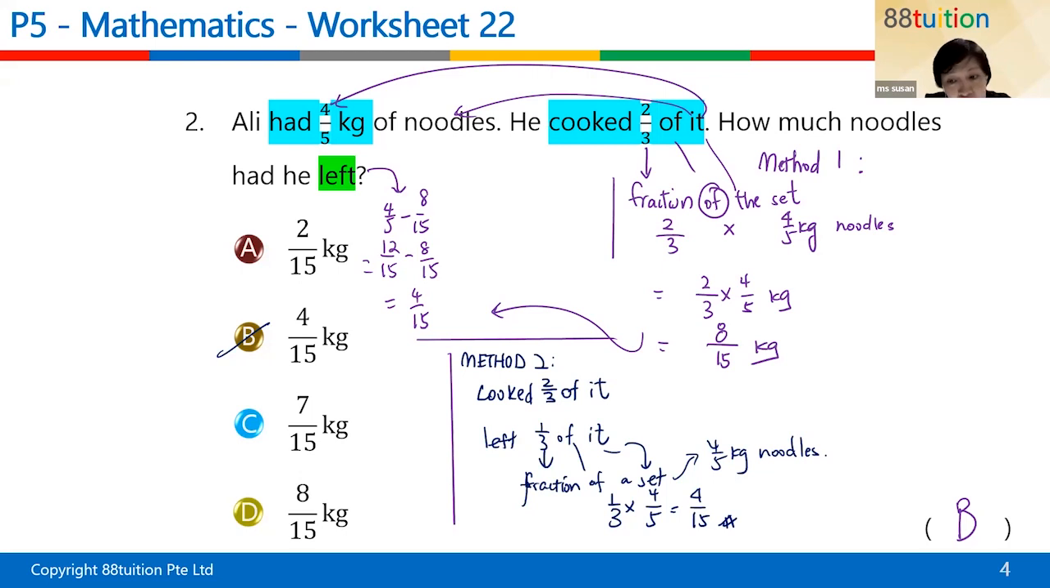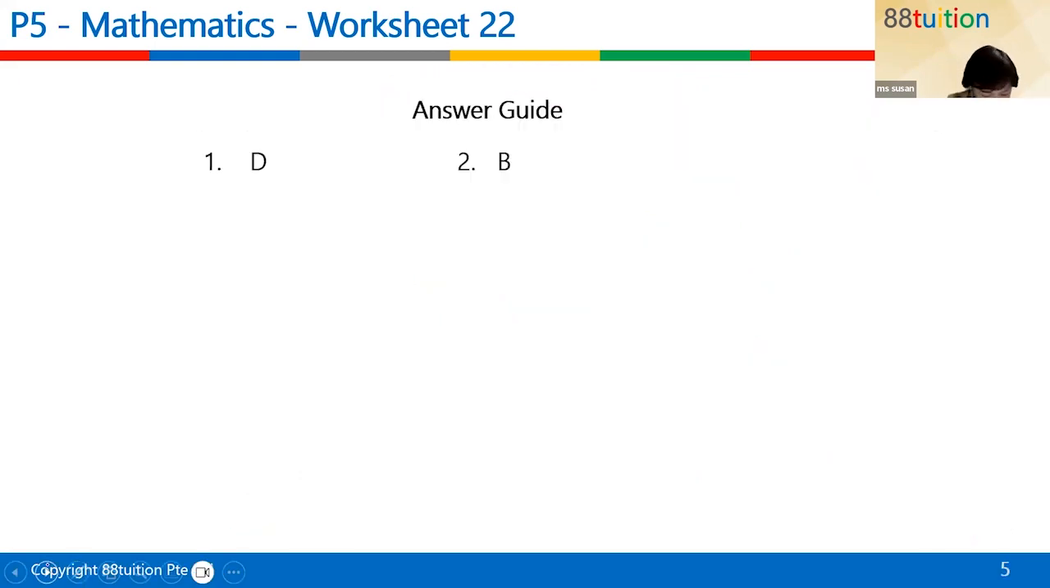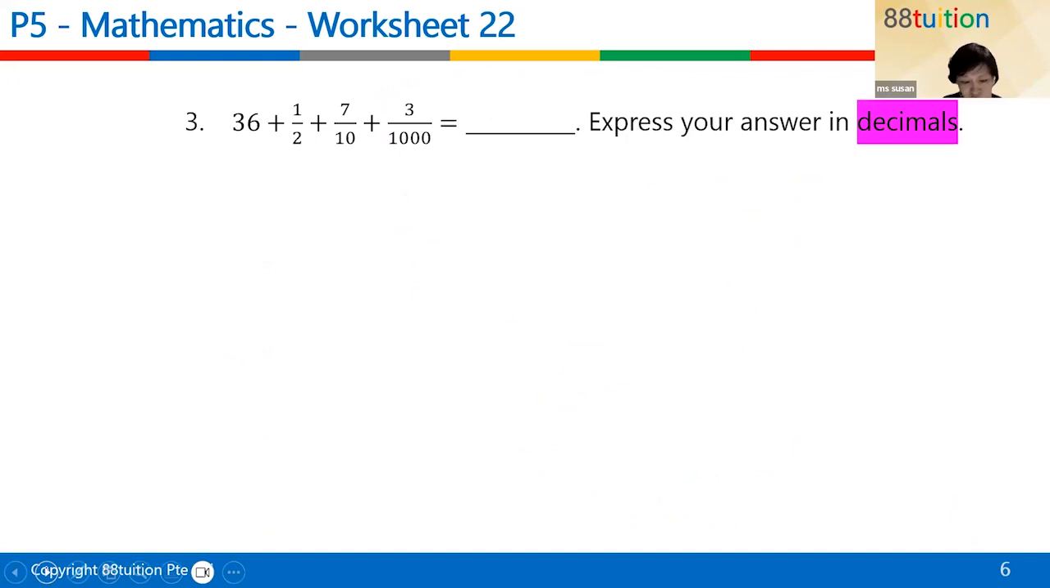Okay, Q3. I want your responses now. Wow, so fast. Good. That means you are ready. Okay. Question 3, he wants you to express in decimal. Decimal, not fraction. If you do it in fraction, what must you do? Convert it back to decimal. Okay?